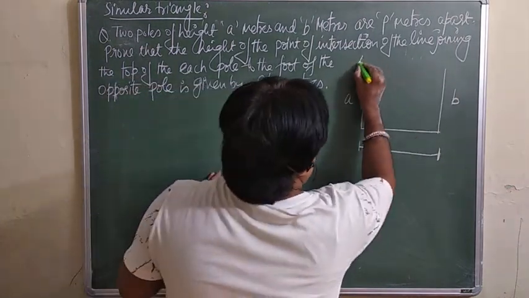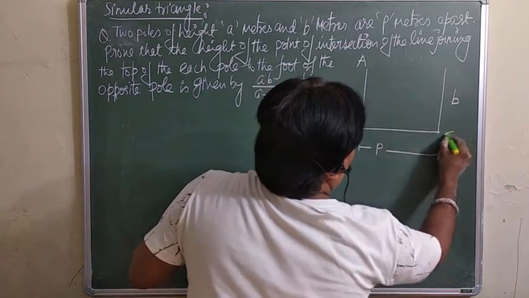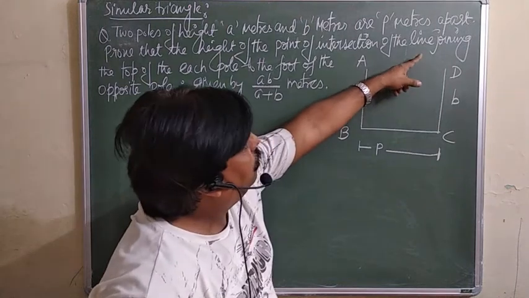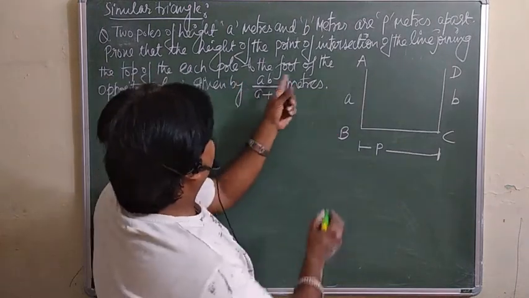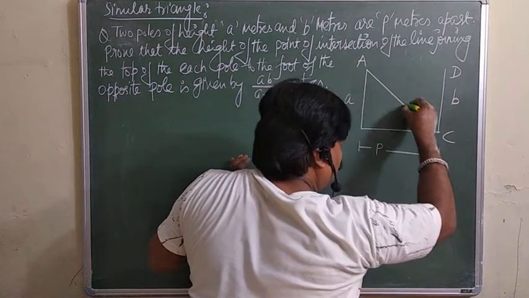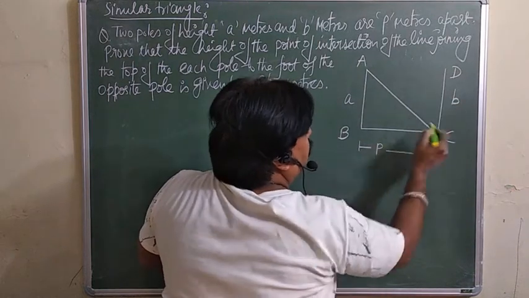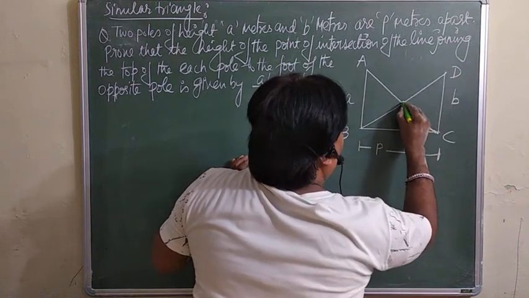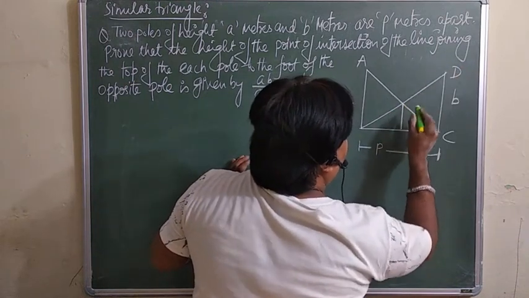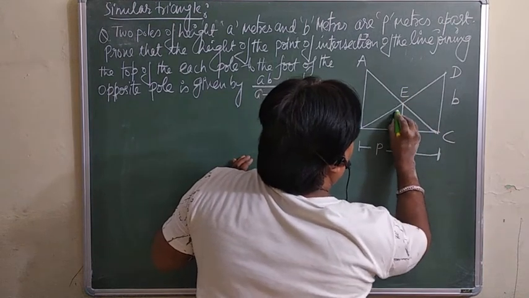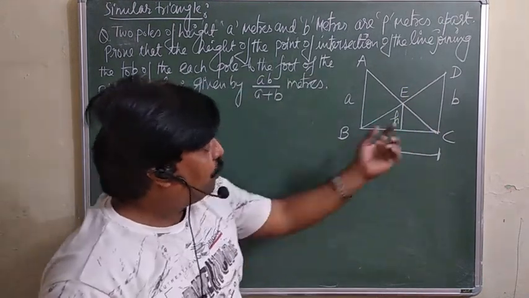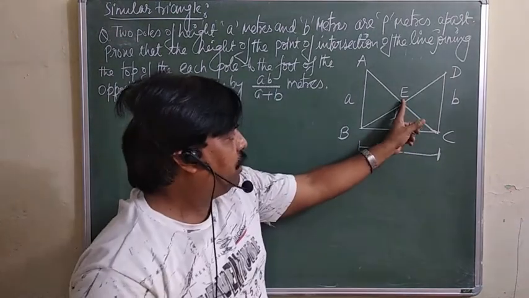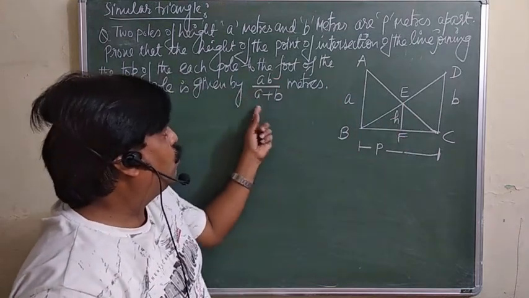For your own convenience you can assume this is capital A, this is B, C and D. Then he is saying, prove that the height of the point of intersection of the line joining the top of each pole to the foot of the opposite pole. From the top A we join the foot of this pole, D, and from this point B to this C. We want to find out the height of this point of intersection. You can give the name E, this is your H. We are interested to find the height of this one. You can name it F. This EF, H, is equal to AB over A plus B.